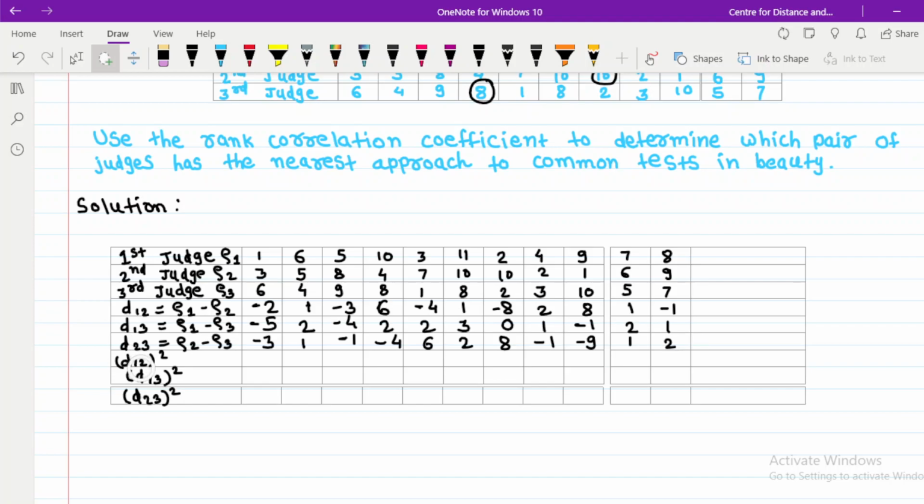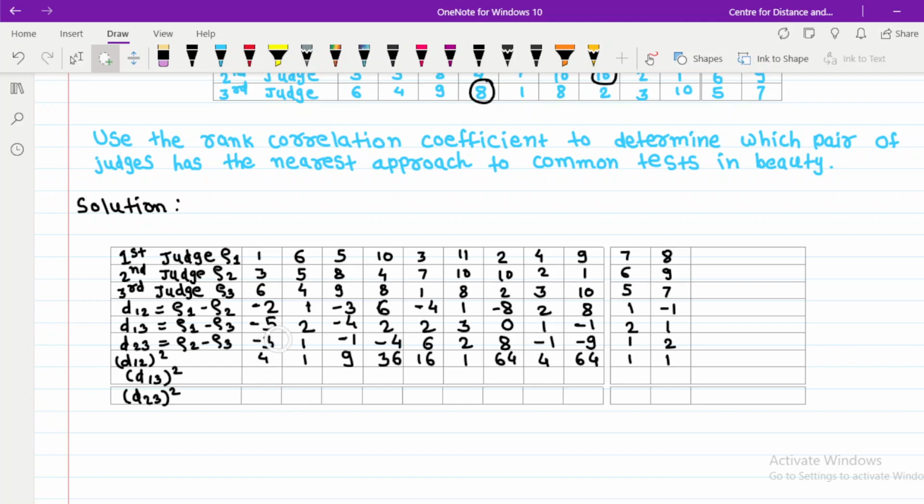Here we have to calculate d12 square, that is minus 2 square is equal to 4. 1 square is equal to 1, minus 3 square is equal to 9, 6 square is equal to 36, minus 4 square is equal to 16, 1 square is equal to 1, 8 square is equal to 64, 2 square is equal to 4, 8 square is equal to 64, 1 square is equal to 1 and minus 1 square is equal to 1. Then in the same way we have to calculate the value of d13 square and d23 square.